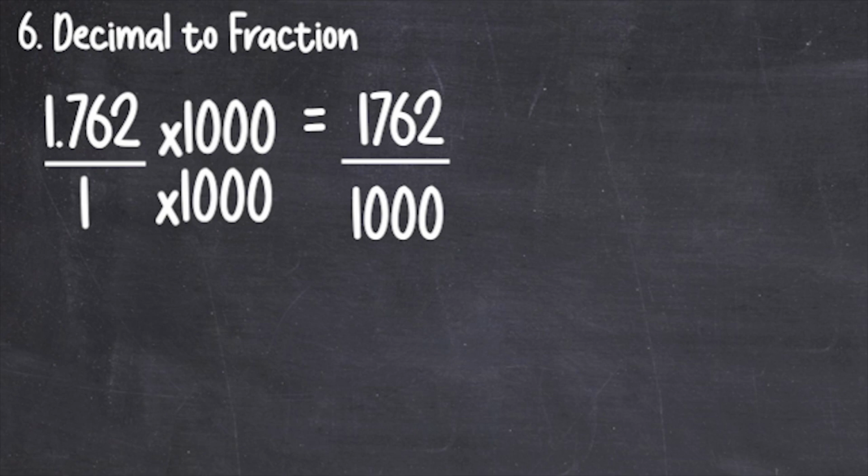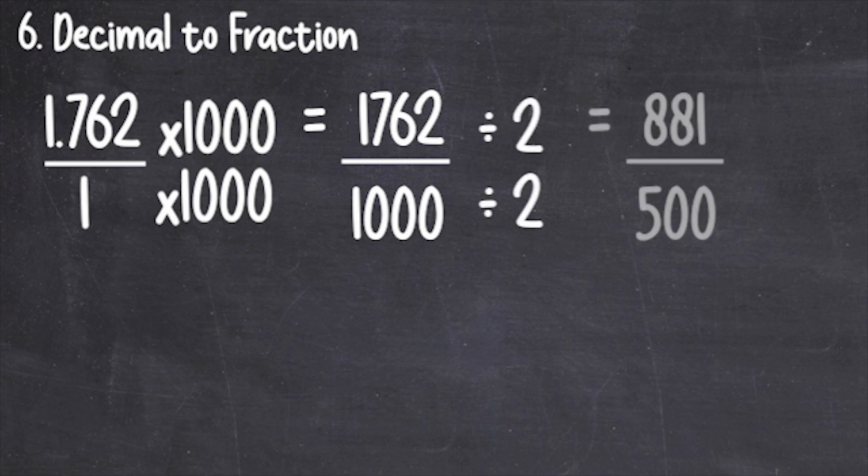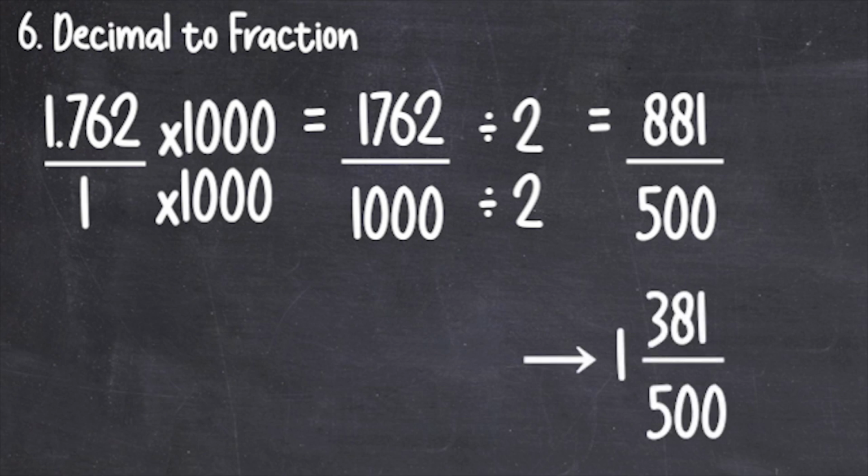This fraction can be simplified because 1,762 and 1,000 have 2 as their greatest common factor. After dividing both numbers by 2, we're left with 881 over 500. Finally, change it to a mixed fraction by subtracting 500 from 881. The resulting mixed fraction is 1 and 381 500ths.